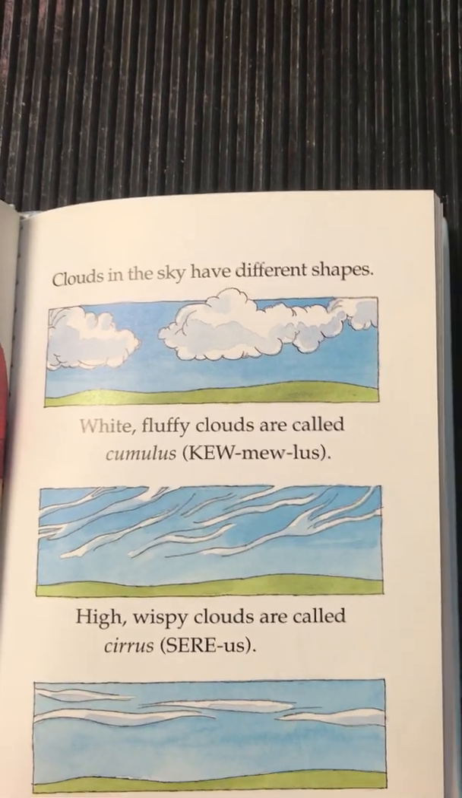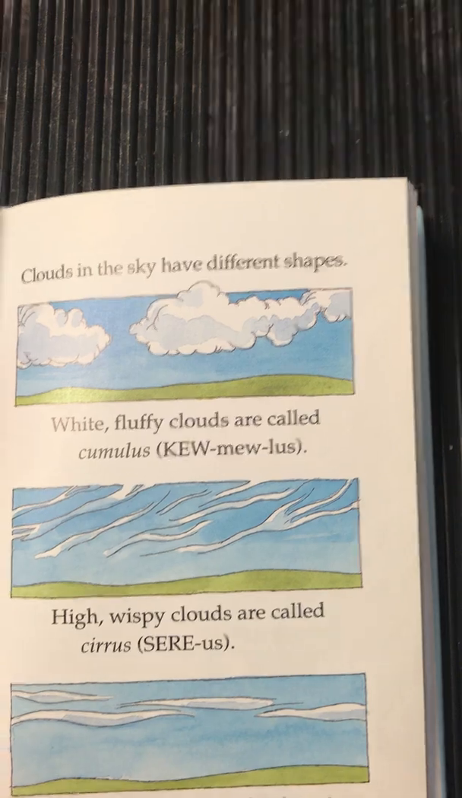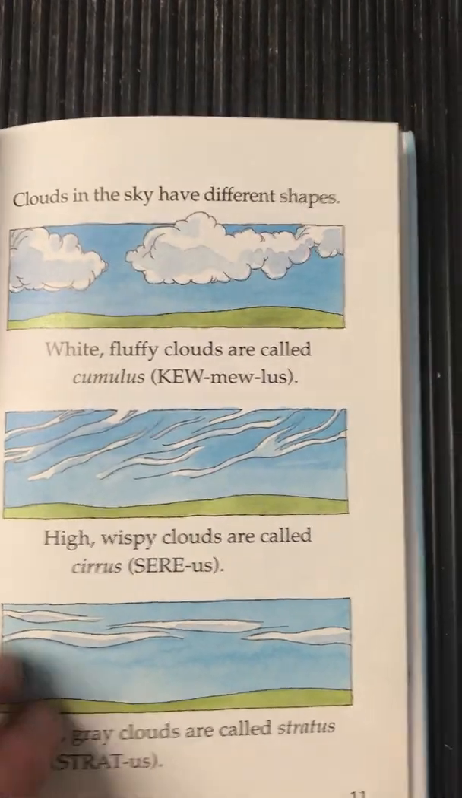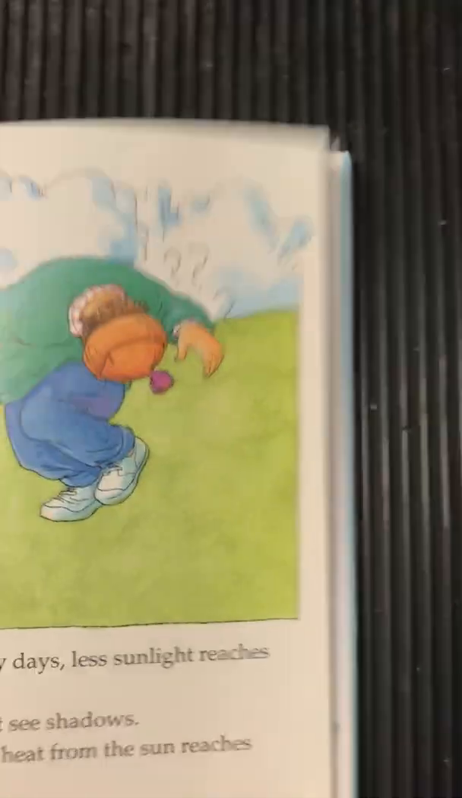Clouds in the sky have different shapes. White fluffy clouds are called cumulus. High wispy clouds are called cirrus. Low gray clouds are called stratus.